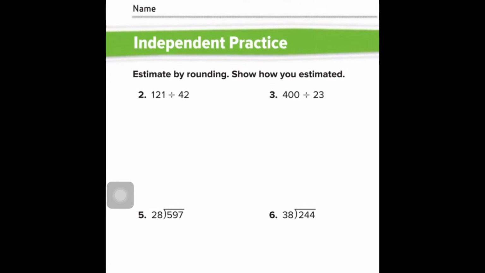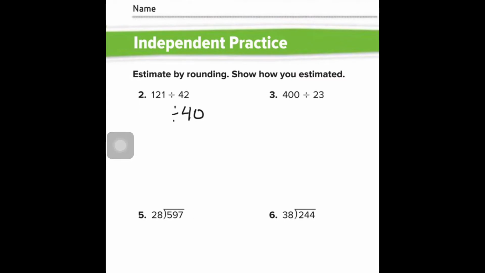All right, number 2. Estimate by rounding. Show how you estimate it. Okay, so they want you to round to compatible numbers. First thing you round is the divisor. That's the first thing you do all the time. 42. Let's round that to the nearest 10. It is going to be closer to 40.